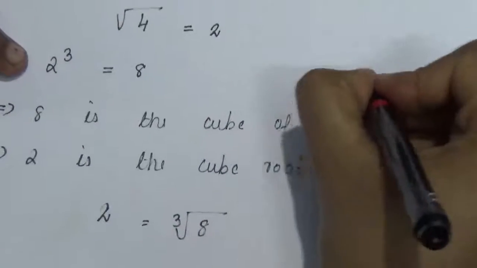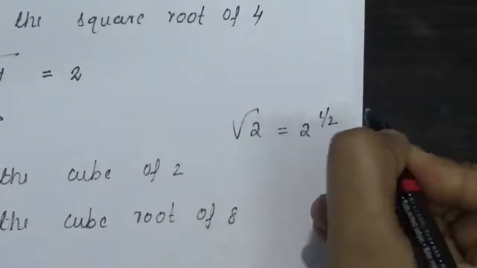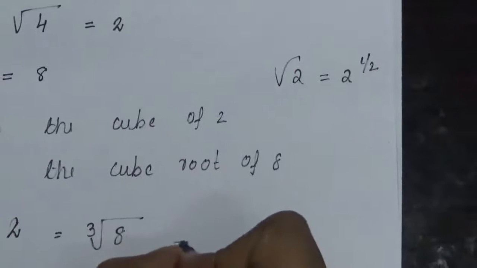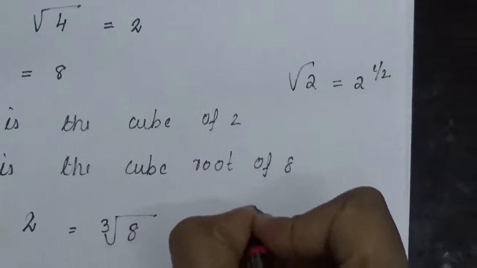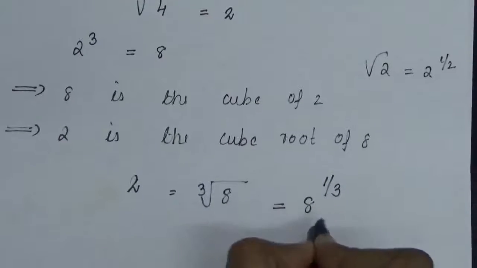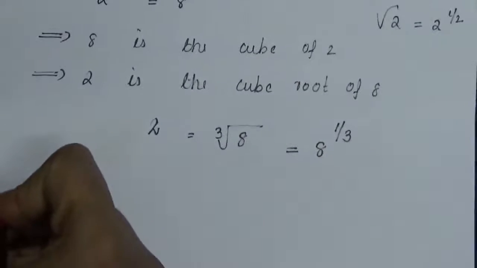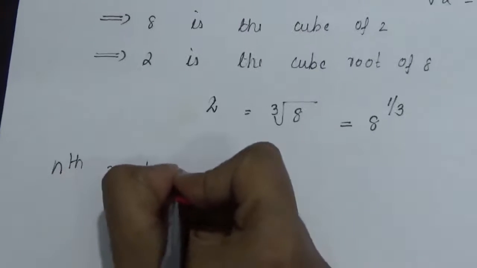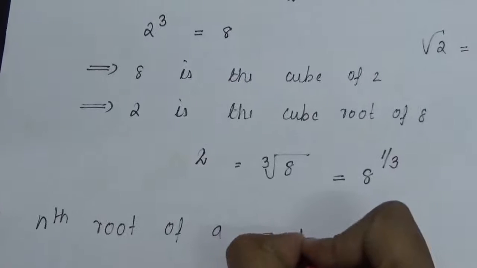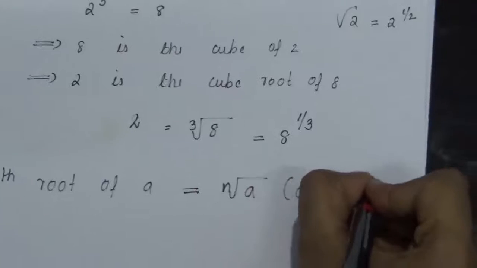We have seen that root 2 can be written as 2 to the power 1 by 2 in the previous video. Okay, so how will you write this cube root of 8 then? It can be written as 8 to the power 1 by 3. It can be written in exponent form, that is cube root of 8 can be written as 8 to the power 1 by 3. So in general, nth root of a number a, how will you write nth root of a? It's equal to nth root of a, or this can be written as a to the power 1 by n.